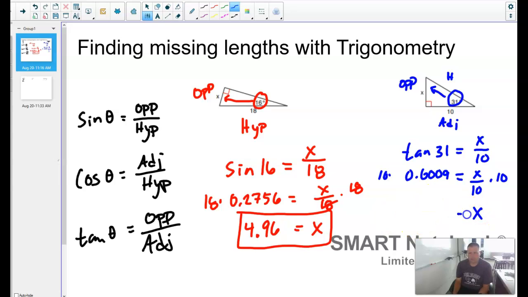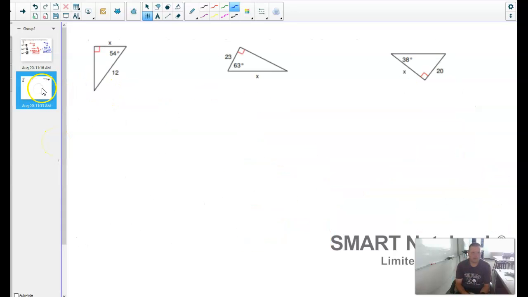And so I get x equals 6.009 is what I'd end up with. So that would be the distance from this point to this point. It would be 6.009. We're finding those missing links and those missing distances here. Let's do a few more here.